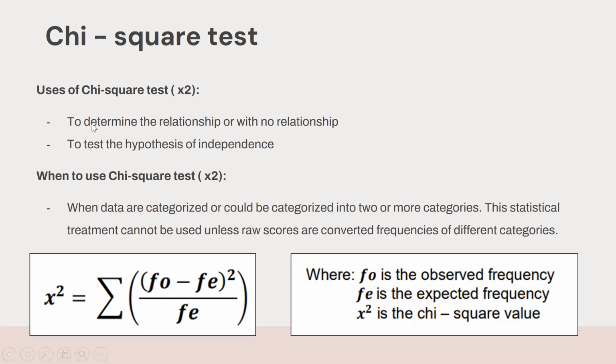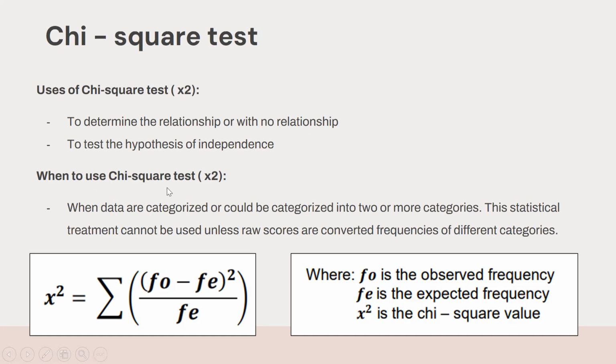Then, uses of chi-square. Ito yung symbol niya. First is to determine the relationship or with no relationship. Like what I have mentioned kanina, you have data collected and data predicted. You want to prove if may relationship ba sila or walang relationship. Kung tama ba yung data predicted or kung mali ba yung data predicted. Another one is to test the hypothesis of independence.